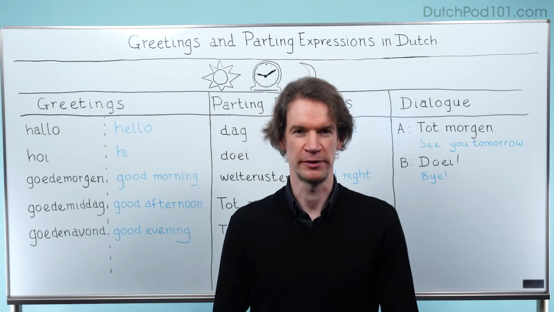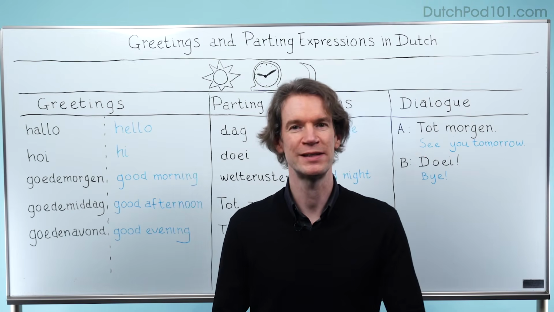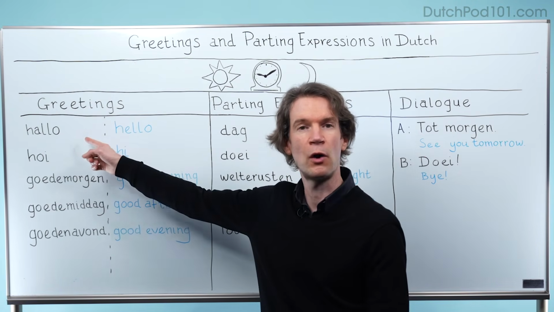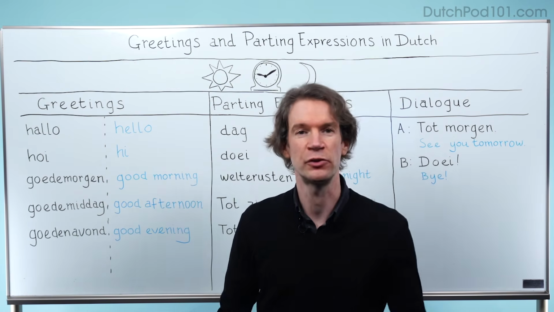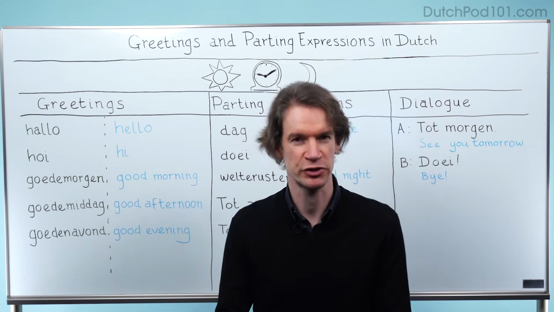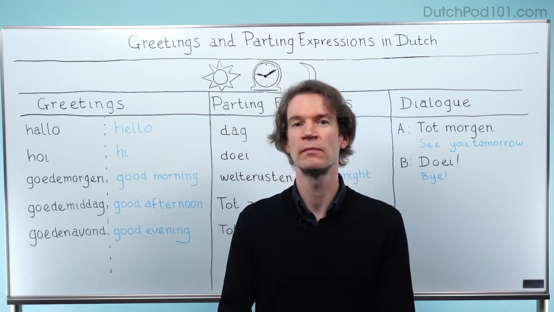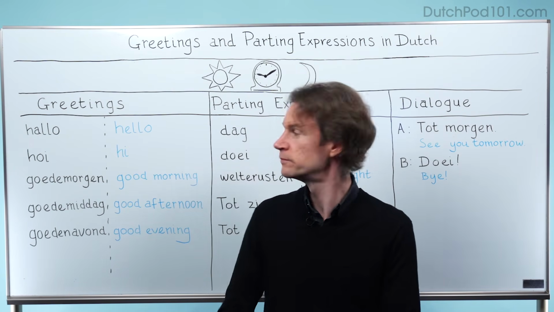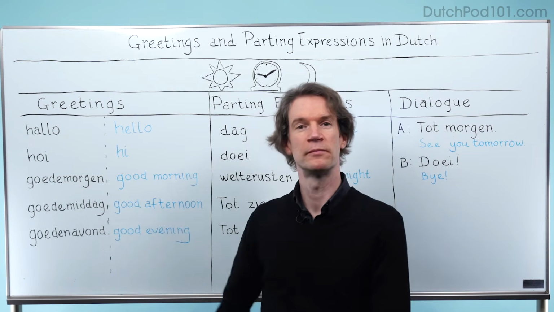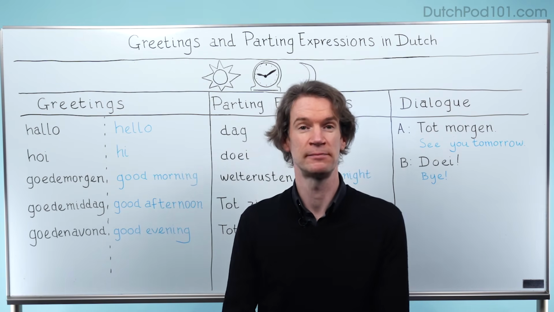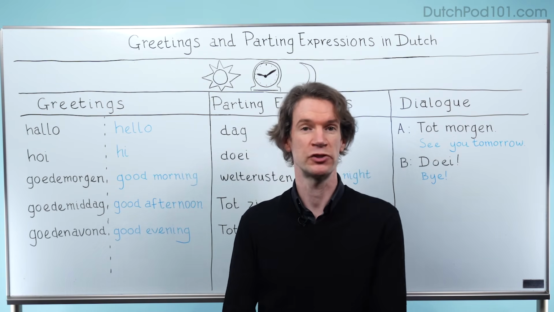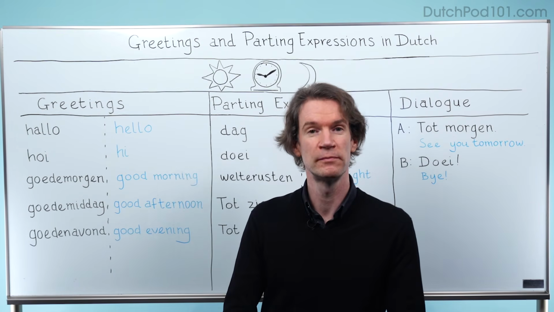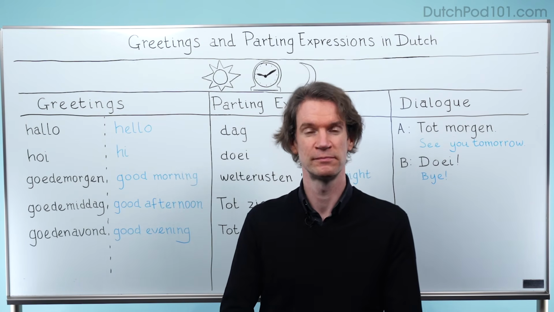Let's look at the vocabulary. First, we'll cover greetings used when you meet someone. Hallo. The standard greeting. Same as hello, just a slightly different pronunciation. Hoi. This basically means hi, and it's only used in informal occasions, like when you meet a friend.